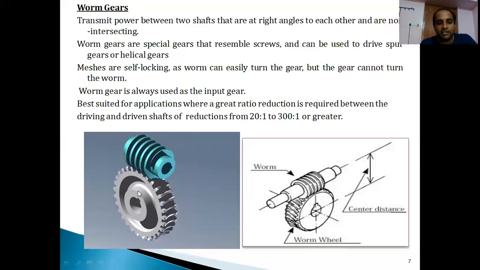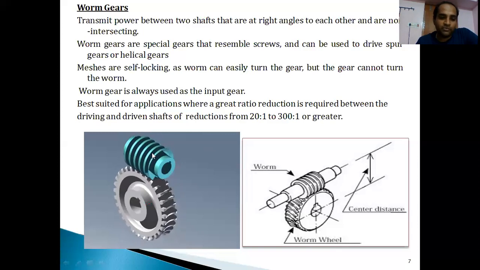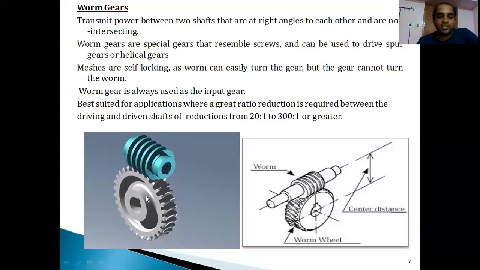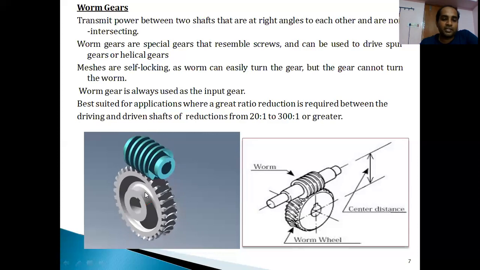It is like a self-locking mechanism because, unlike the helical, bevel, or spur gears, there is no reverse direction of rotation, which means the power has to be transmitted from the worm to the worm wheel. Here, the power cannot be transmitted from the wheel to the worm. That is the reason we call the meshing a self-locking mechanism. So, the worm can turn this gear, but this gear cannot turn the worm.